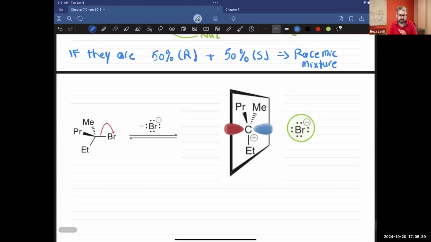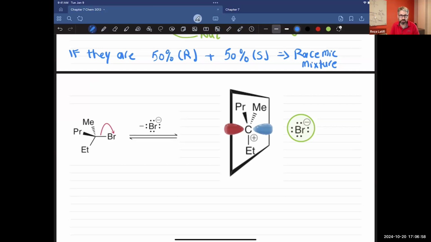Now, we said the first step of an E1 or SN1 chemical reaction is losing the halide group, or creating a carbocation.